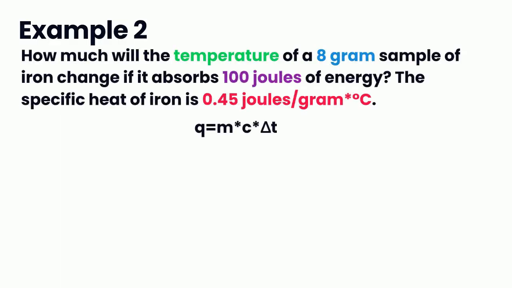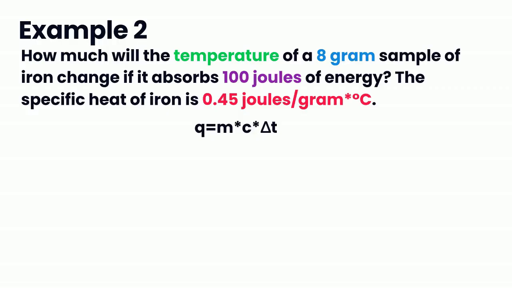Okay, let's move to example 2. Go ahead and pick up your pencil for this one, and let's do this one together. So example 2 says, how much will the temperature of an 8-gram sample of iron change if it absorbs 100 joules of energy, and we're given that the specific heat of iron is 0.45 joules per gram degree Celsius? What should we do first here?